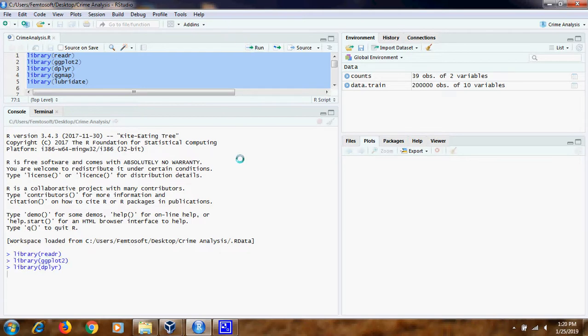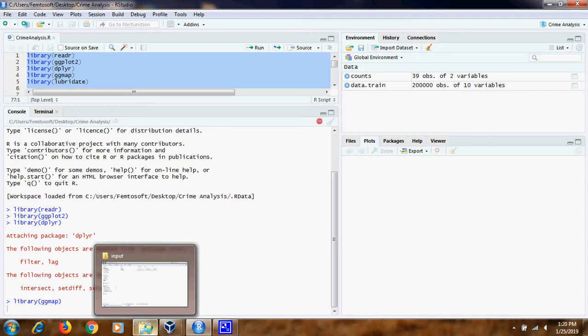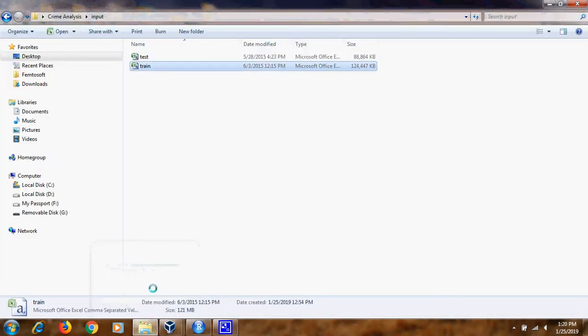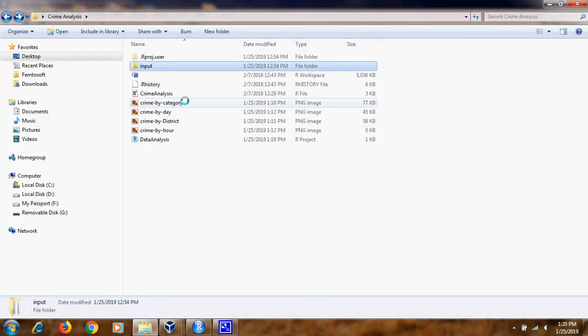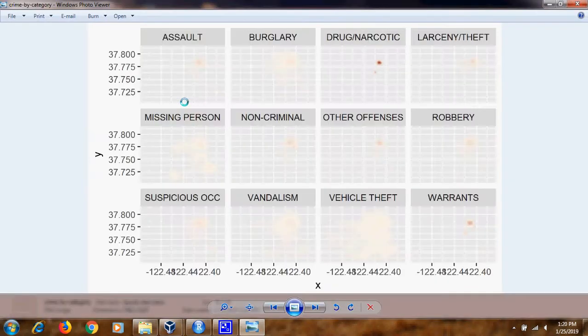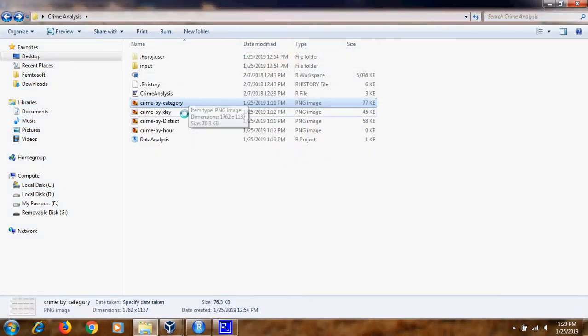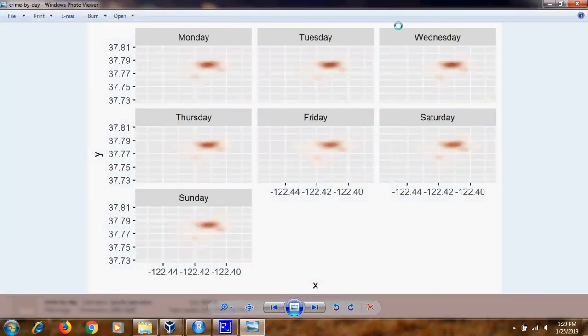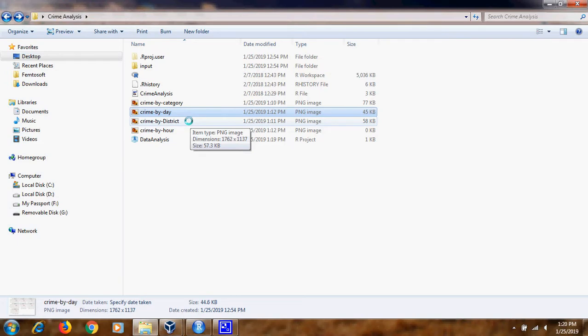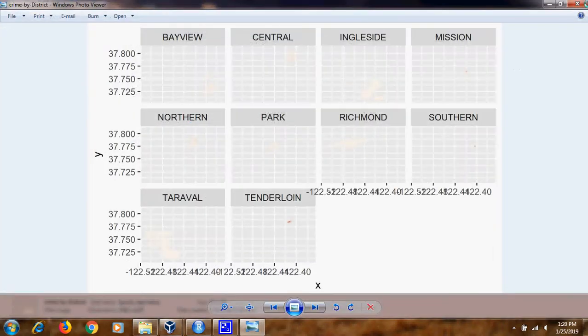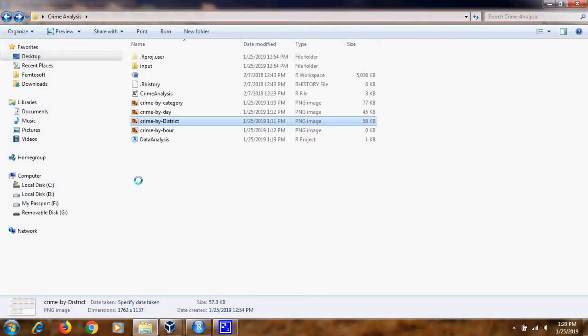So the output is stored as the plots here. These are all the plots: crime by category, assault, burglary, drug. So these are all the crime by category, crime by day, Monday, Tuesday, so all the days, and the crime district, district wise crime analysis.